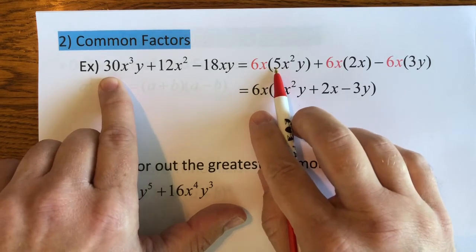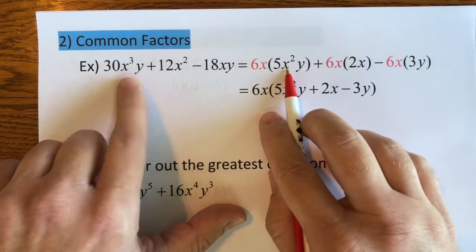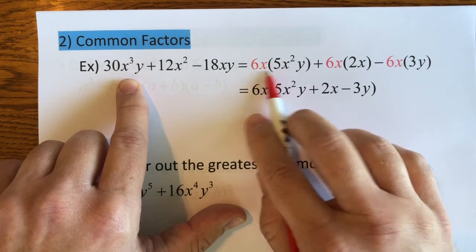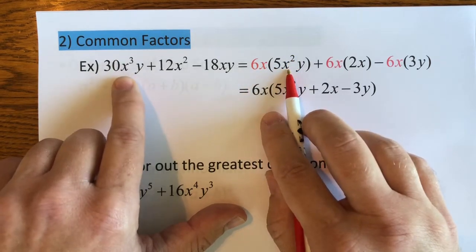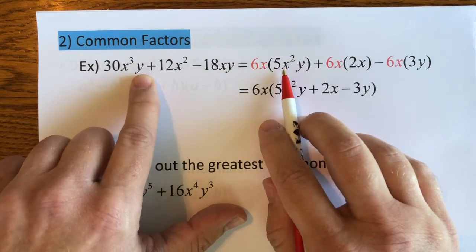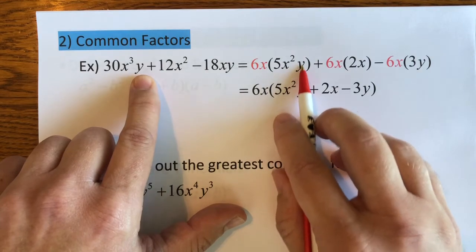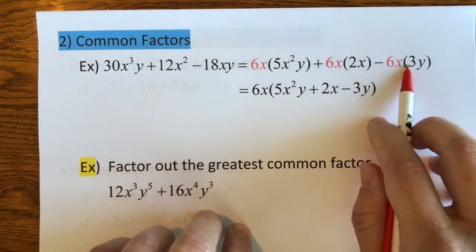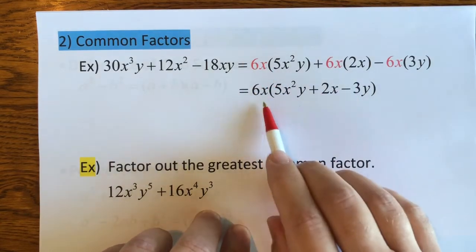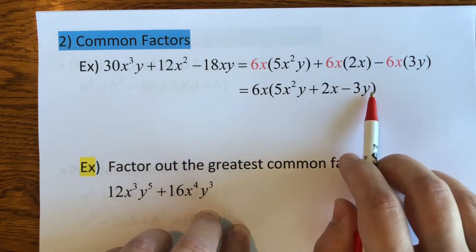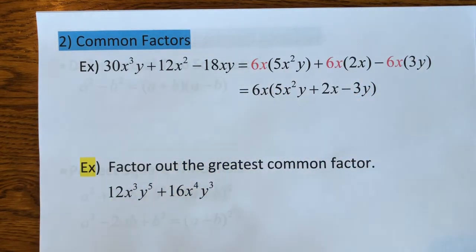That's 5. X times what would give you x cubed? Well, x squared, right? We already talked about that. X times x squared would give you x to the third power, because when you multiply like bases, you add the exponents. And then there's a y here left over, so you do include that as well. And so this is for all three. The bottom line is the GCF comes out in front. Everything left over will go inside of one set of parentheses.